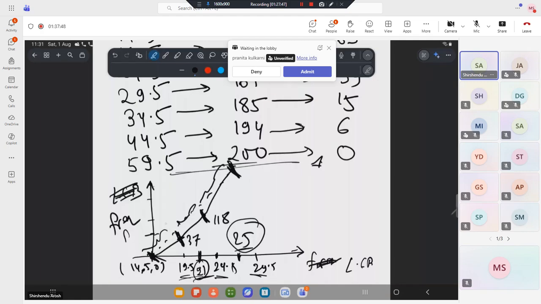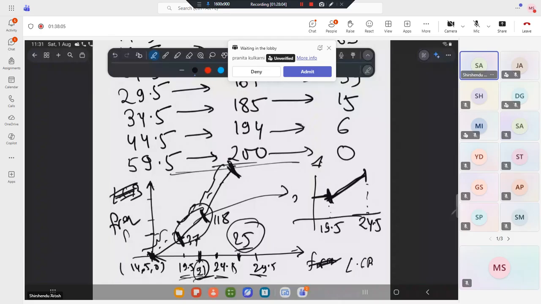Why is it important? Suppose this particular section. I'm just drawing one particular section. In this section, you know this is 19.5. You know this is 24.5. This particular value is 37. This particular value is 118. These four values you know. Now suppose I want to find out something in between, say 22. At 22, how much frequency should there be, right?